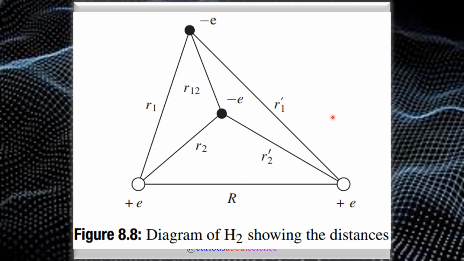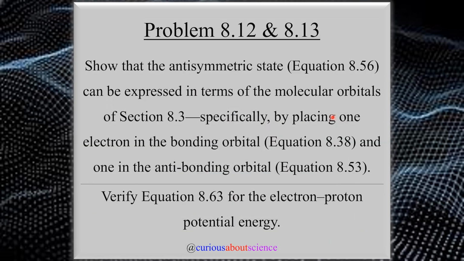Clearly, trying to find a Hamiltonian for this system is not going to be easy, so we break it down into parts and approximation schemes. And part of that leads us to today's problems, which is problem 8.12 and 8.13, in which we want to show that the antisymmetric state, equation 8.56, can be expressed in terms of molecular orbitals of section 8.3. Specifically, by placing one electron in a bonding orbital, equation 8.38, and one in an antibonding orbital, equation 8.53.